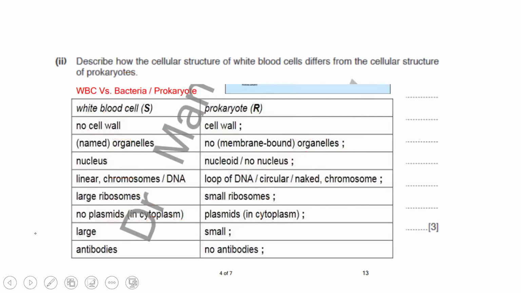Let me erase that. Okay. This is the mark scheme. I did not make this table. I got it directly from the mark scheme where it compares the white blood cell versus the bacteria or the prokaryote. And everything we said is correct, plus additional information. No cell wall. The white blood cell is a eukaryote, so you have more organelles. The prokaryote, what is the only organelle found in the prokaryote?